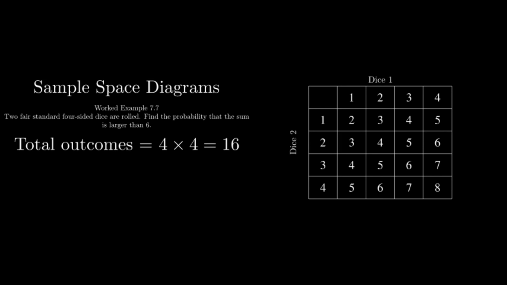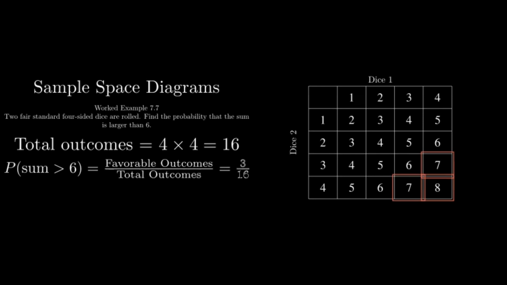The question asks for the probability that the sum is larger than 6. This means we are looking for sums of 7 or 8. Let's look at our table and identify the outcomes that are greater than 6. We have a 7 here, another 7 here, and an 8 here. That's a total of 3 outcomes. So we have 3 favorable outcomes out of a total of 16 possible outcomes. The probability is therefore 3 divided by 16. And that's our final answer.